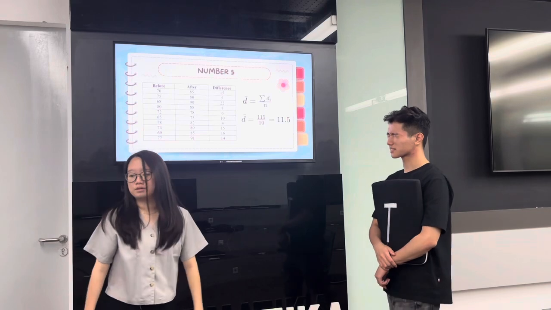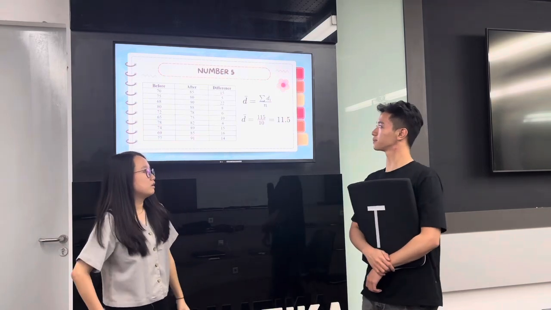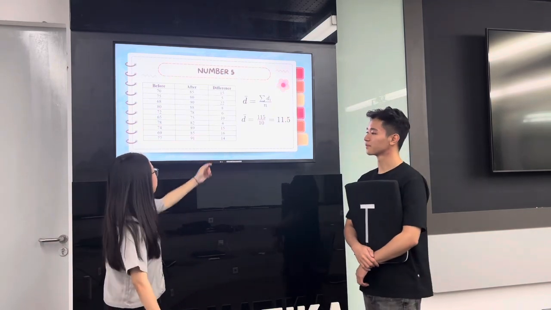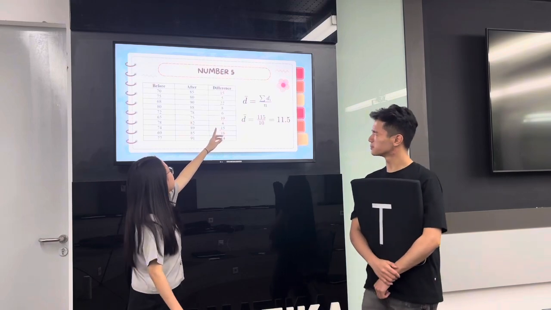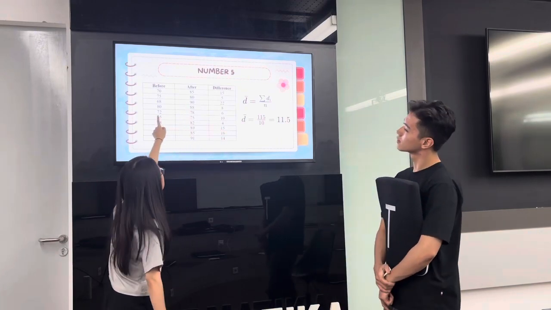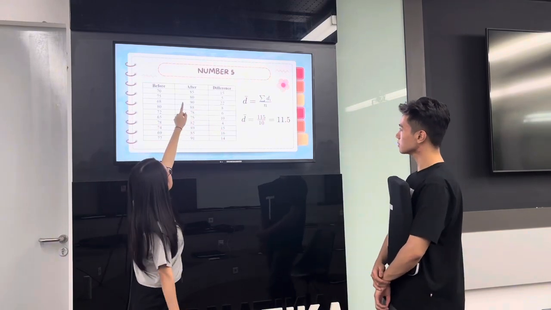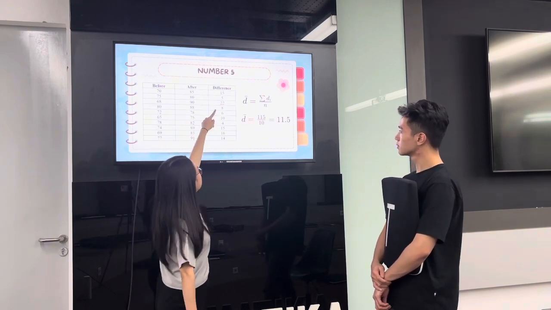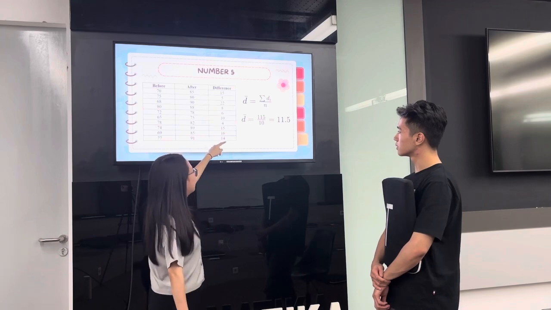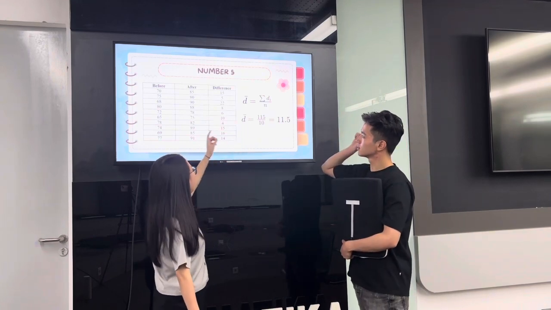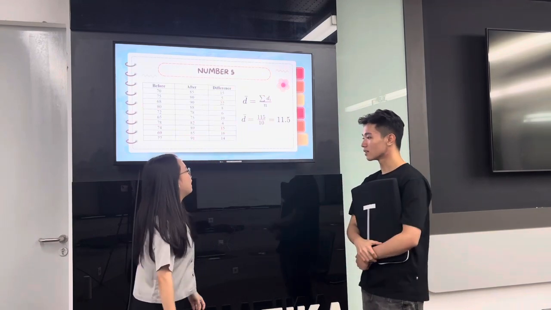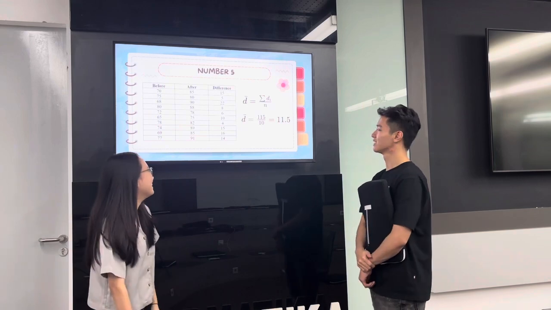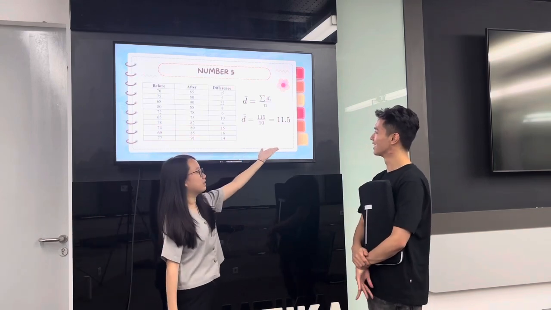Now, we have to count the difference. The difference is the after minus before, like 85 minus 70 is 15. And then we sum this all and divide by n. What is n? Number of samples, Kelly. And we can get this 11.5.